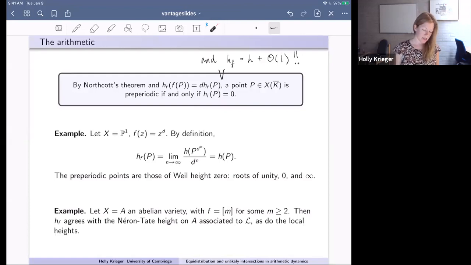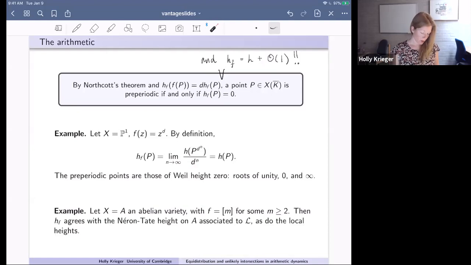All right, so as a first example, we can recover, for example, the naive height on P1 if we take the map to be z maps to z to the d, the powering map of degree d. Because by definition, the nth iterate of a point will simply be that point to the d to the n. And so by the properties of the naive height, this is exactly equal to the naive height of the point.